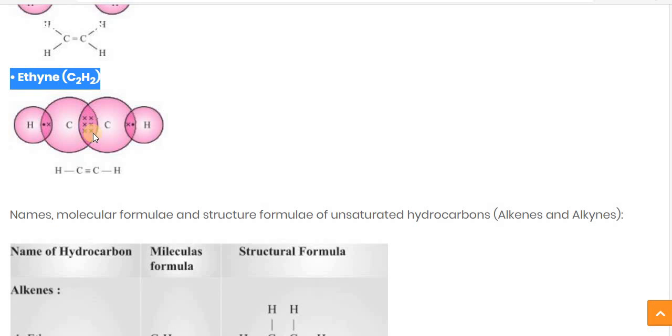Here 3 pairs of electrons are used for making the bond. So a triple covalent bond is formed between the two carbon atoms. So it is also known as an unsaturated hydrocarbon compound, and it is ethyne, and the formula is C2H2.